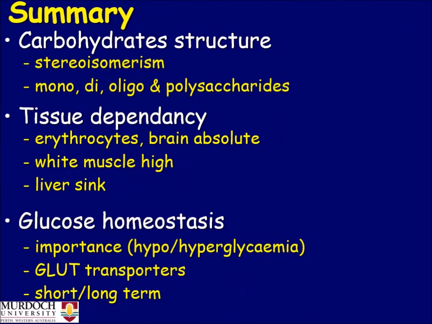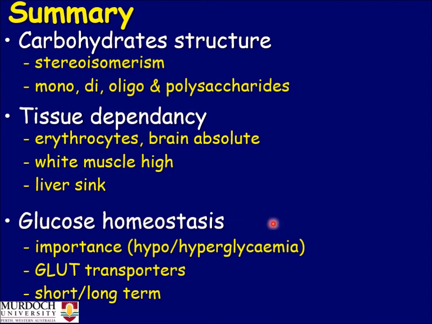So in summary, we've recapped carbohydrate structure just as a starting point to get everyone's heads around the basic structures of carbohydrates, particularly monosaccharides, disaccharides and polysaccharides, and also how they're bound together. We've looked at the tissue dependency for glucose and particularly discovered that the erythrocytes in your brain and central nervous system have an absolute requirement for glucose, whilst your liver, for example, has very little requirement.